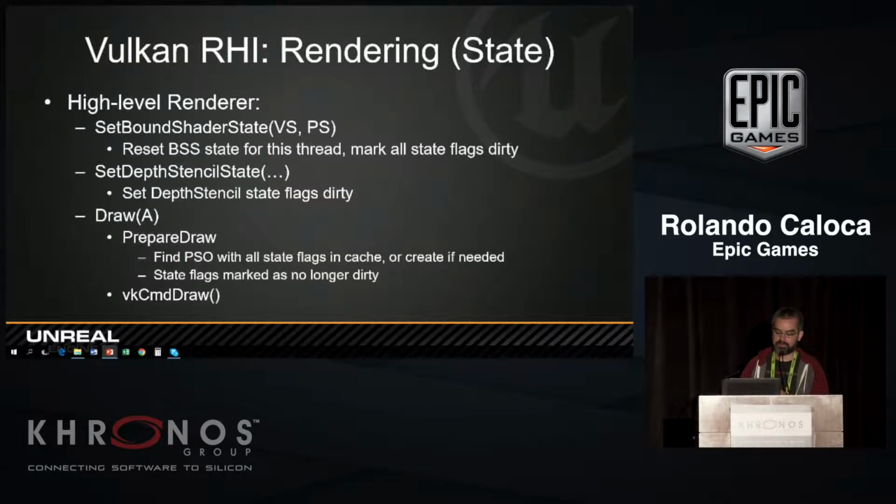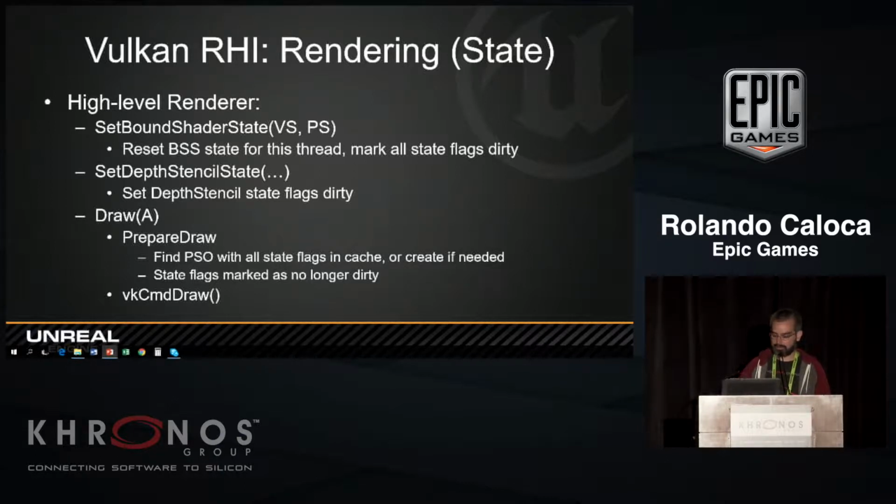When you first set it, it's all set to dirty. Then we have a call to set depth stencil state, and that one sets its flags as dirty for just that part also. Then we get the first draw call. Every draw call has a prepare draw function. That function goes and tries to find a pipeline state object with those matching flags in the cache, or if it's not there, we create it. I will talk a little bit more about how this works in a bit. But once it finds it, either by creating it or getting it from the cache, it will mark the state flags as no longer dirty.